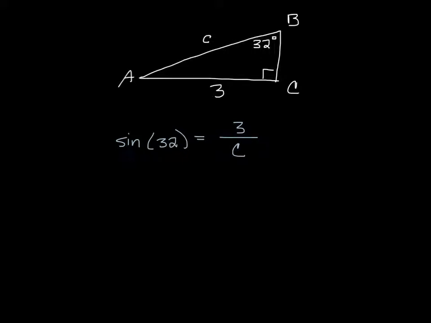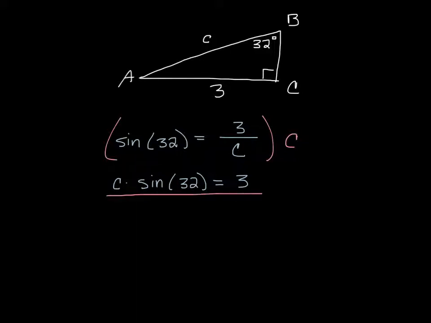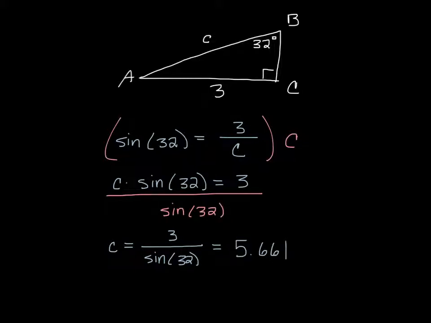How do you solve an equation with a variable in the denominator? You multiply each side by that variable. So we get c times sine of 32 is 3. Then, to get c by itself, divide everything by sine of 32. So we get c is 3 over the sine of 32, which rounded to the nearest thousandth is 5.661.